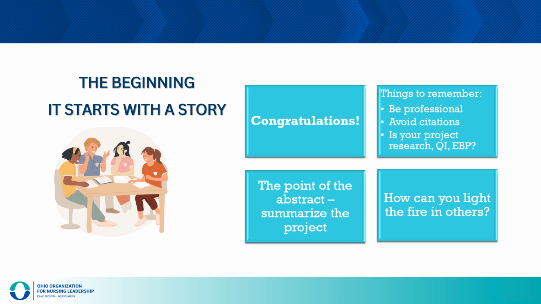Things to also remember is you want to be professional when you write. Avoid first person. You want to stay more in the third person. You also want to avoid citations. And you want to ask yourself, is your project research, QI, or EBP? If you're not sure, we'll go into that in a later slide. And remember, the point of the abstract is to summarize your project.